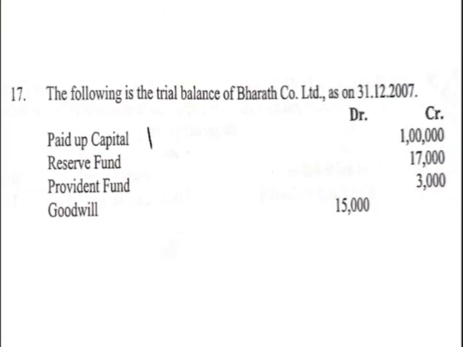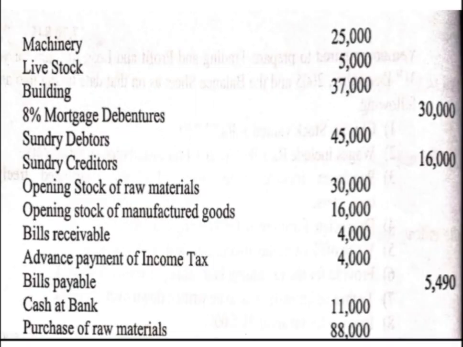Then they have given reserve fund, so note number 2, that is reserves and surplus. Then provident fund, it is a long term provision for the benefit of employees, note number 6. Goodwill, note number 11, that is fixed assets. Machinery, again fixed asset, note number 11. Livestock, also 11. Buildings, fixed asset, 11. 8% mortgage debentures, it is a long term borrowing, note number 3. Sundry debtors we have to take in note number 18, that is trade receivables. Sundry creditors, note number 8, that is trade payable.